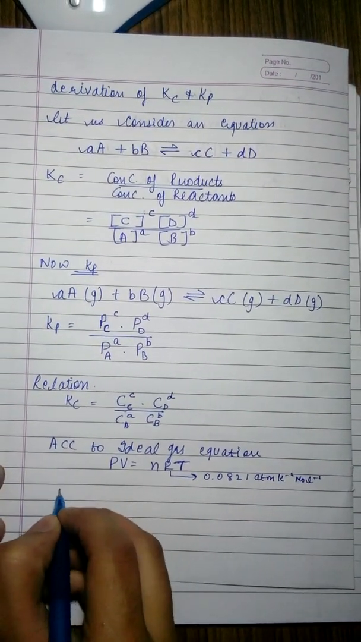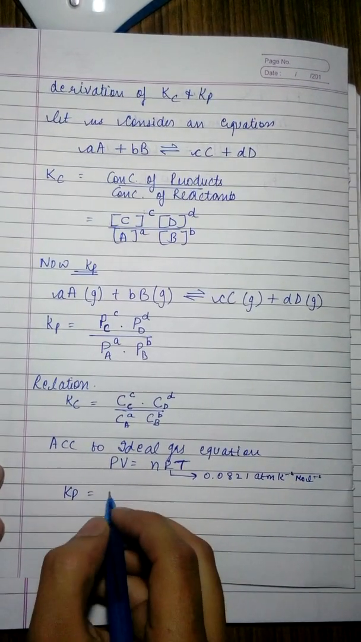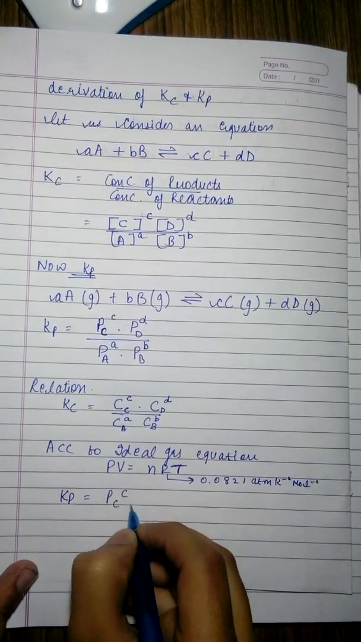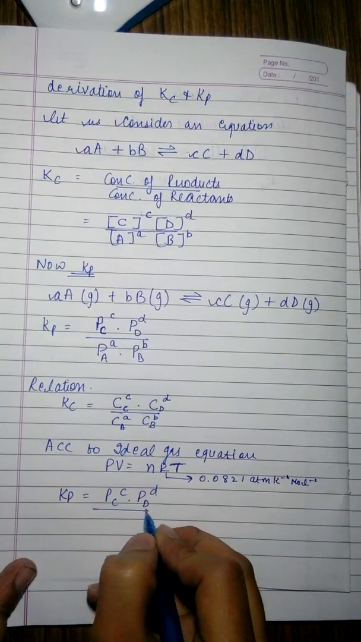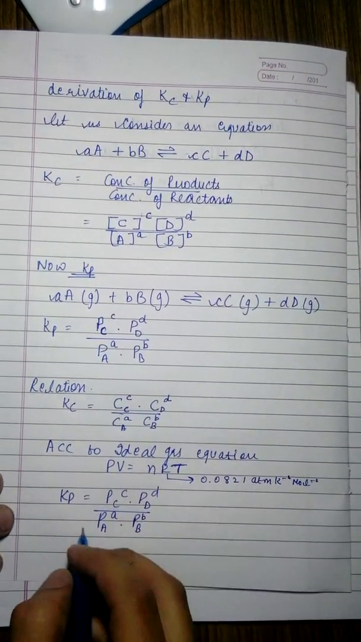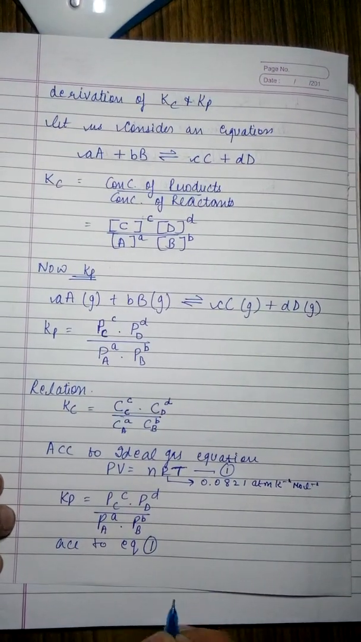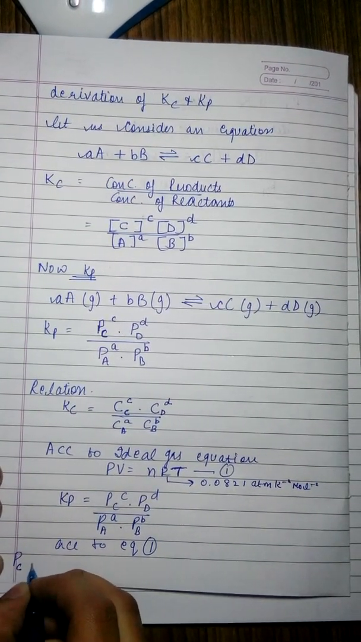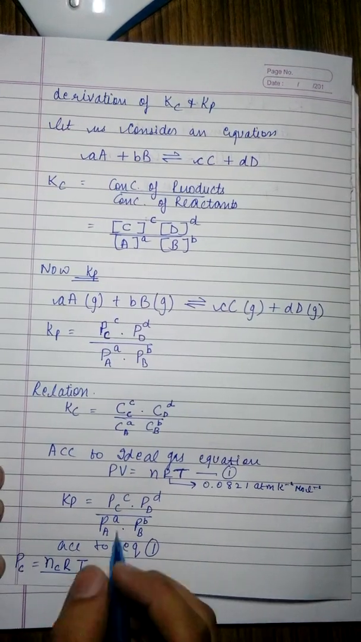Now, Kp can be written as Pc to the power c dot Pd to the power d, partial pressure of C raised to power number of moles of C, partial pressure of D raised to power number of moles of D, upon partial pressure of A raised to power number of moles of A, partial pressure of B raised to power number of moles of B. But according to equation 1, the pressure of C is number of moles of C times R, which is a constant, T upon V.